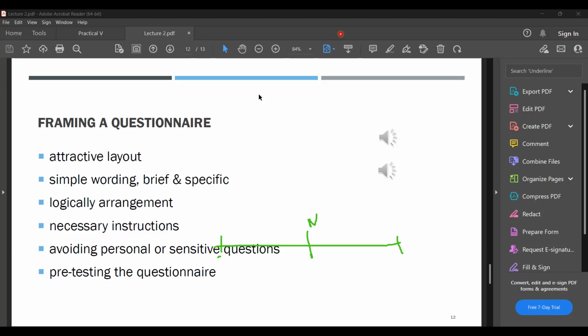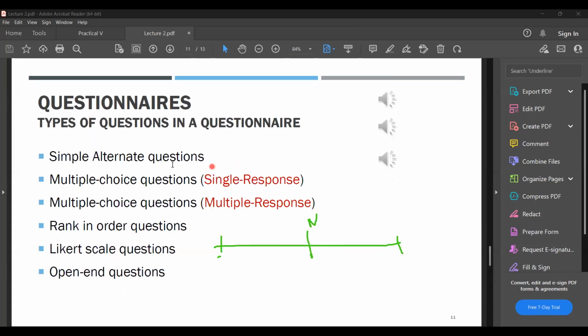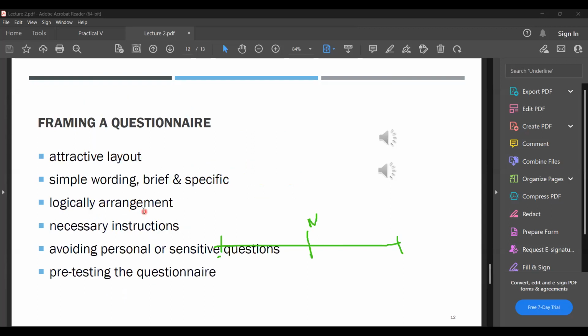And the questions should be logically arranged, and the necessary instructions should be given. For example, basically, when we are designing a questionnaire, first of all, you can start with these kinds of simple alternative questions. Then you can add multiple choice questions, then rank order and Likert scale questions, and at the end you can add open-ended questions. Then it is a very logically arranged questionnaire.